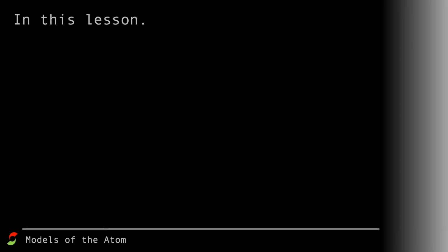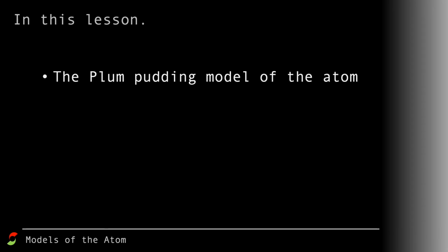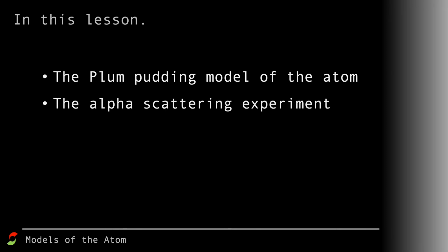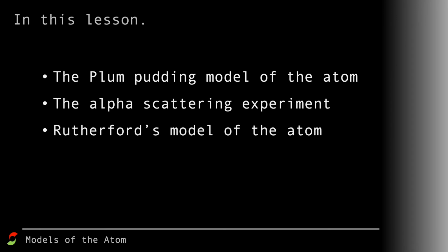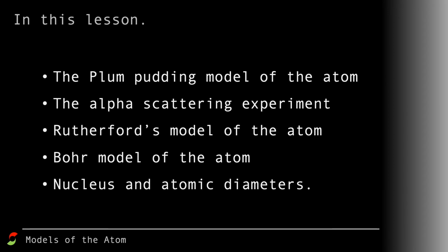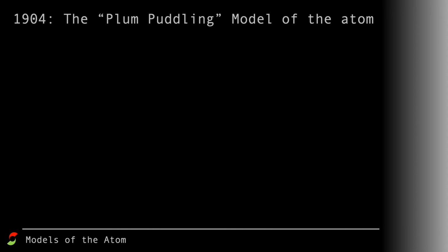In this episode, we'll be looking at different models of the atom that start from the Plum Pudding model. We're also going to be looking at the alpha scattering experiment, which led to Rutherford's model of the atom. We're also going to be looking at the Bohr model of the atom and the diameters of the nucleus and the atom. So let's get started with the Plum Pudding model.